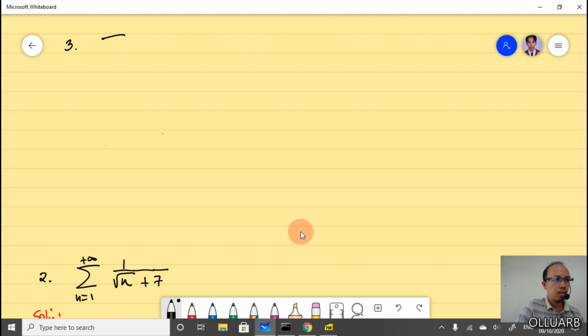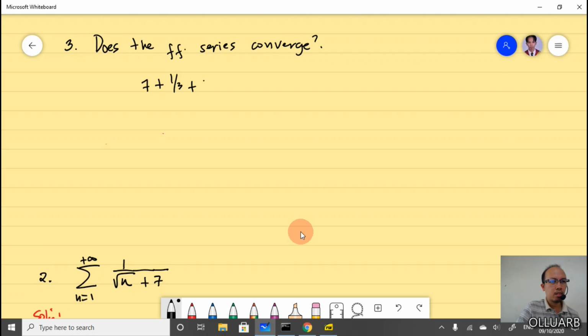Does the following series converge? We have 7 plus 1 third plus 5 minus 2 plus 1 over 2 factorial plus 1 over 3 factorial, 1 over 4 factorial, and so on up to 1 over n factorial.